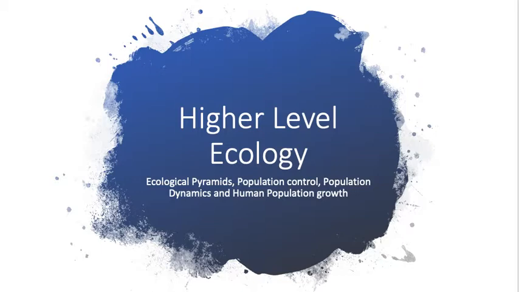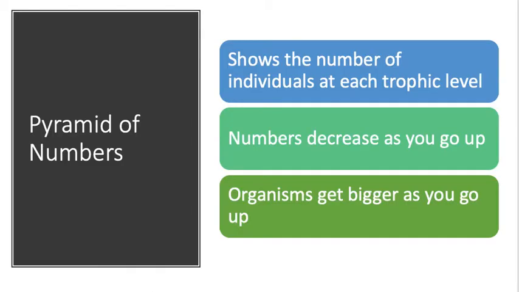So first of all, under the heading of ecological pyramids, our first example of an ecological pyramid is a pyramid of numbers. Now, a pyramid of numbers describes the number of individuals or organisms at each trophic level in your food chain. As you might expect, as you go up along the food chain from the producer to the primary consumer to the secondary consumer, etc., your numbers decrease. Also, as you go up along that food chain, the size of the organism tends to increase, so your organisms tend to get bigger as you go up.